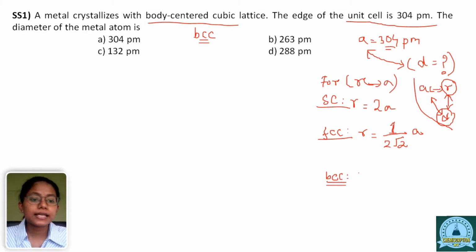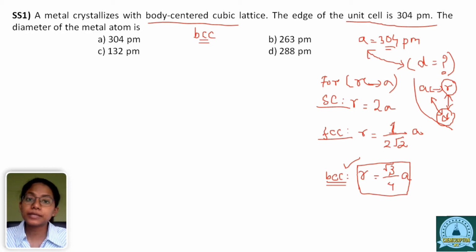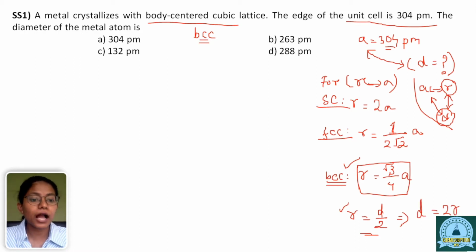So for BCC, r is equal to root 3 by 4 a. So the relation for BCC is r equals root 3 by 4 into a. Since the cubic lattice is BCC, we are going to use this equation. And also r is equal to d by 2, right? It means d is equal to twice r. Now first we will calculate the value of r from the given value of a, then we will calculate the value of d. Okay?